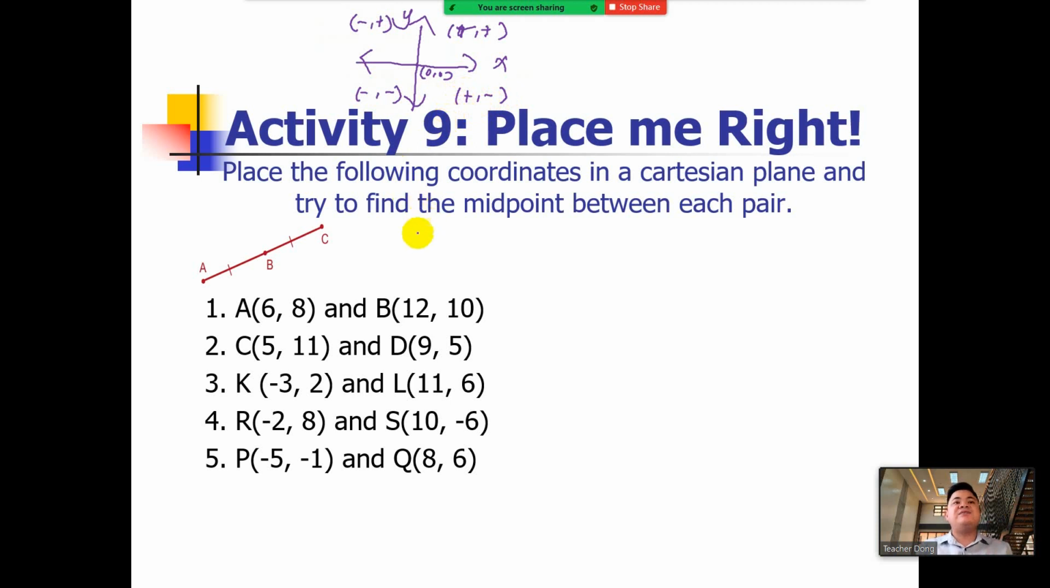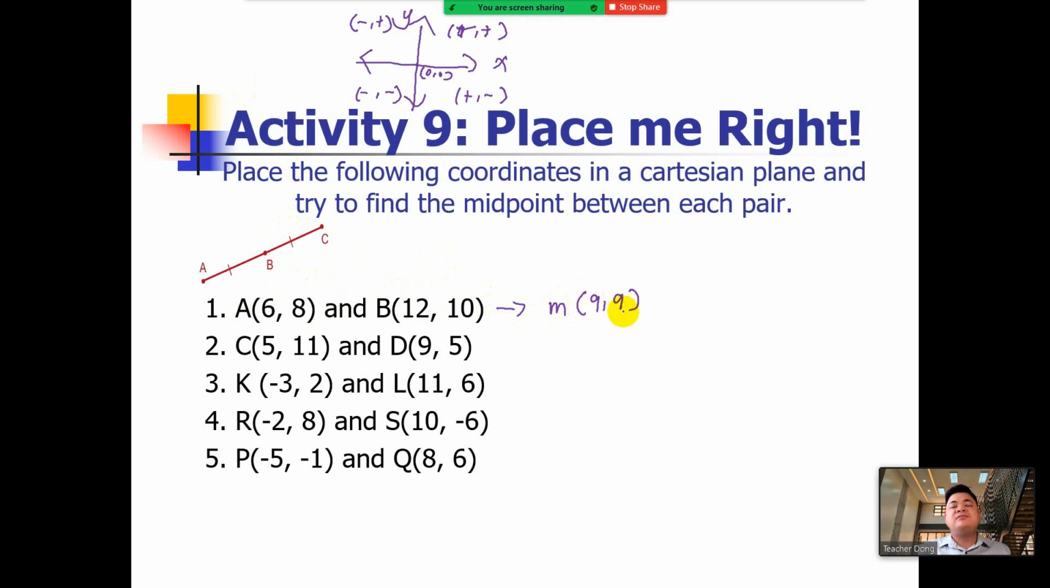Now, let's have number 1. Try it on the Cartesian plane. Point A is (6, 8) and point B is (12, 10). Graph it and then locate the midpoint. Later on, I will be doing a survey wherein I'll ask you which you prefer most, graphing to get the midpoint or using the midpoint formula. Now, the midpoint M is (9, 9).